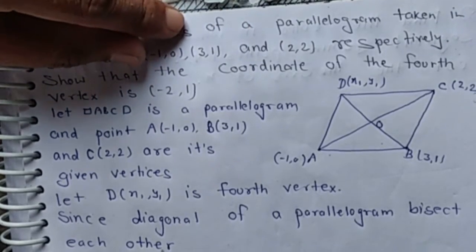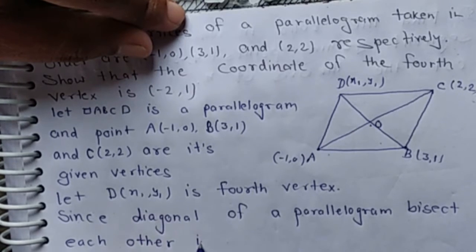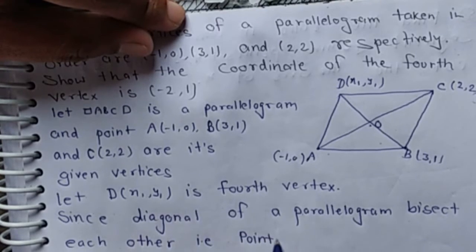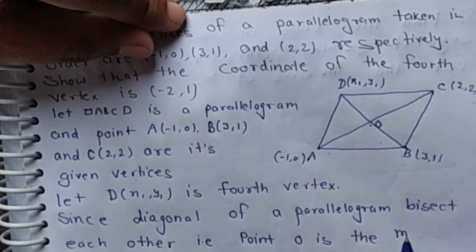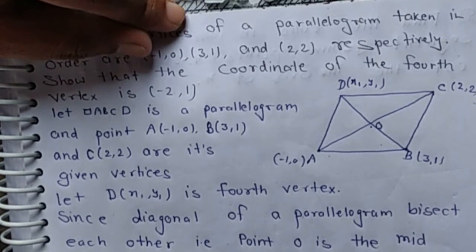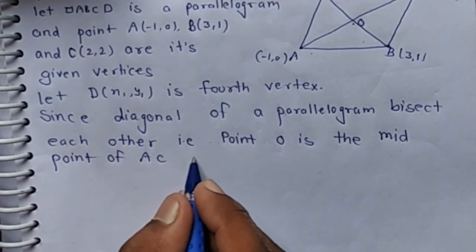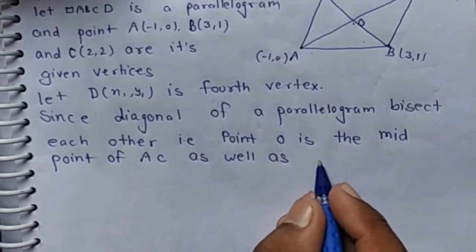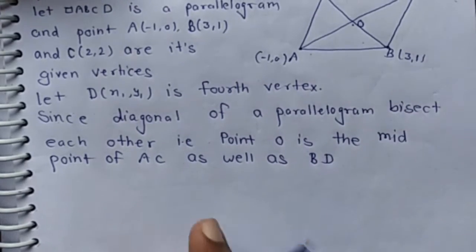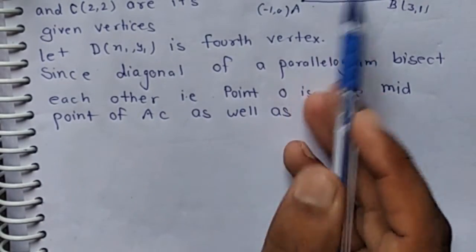then O is the midpoint of AC as well as BD. O is the midpoint of AC and BD.